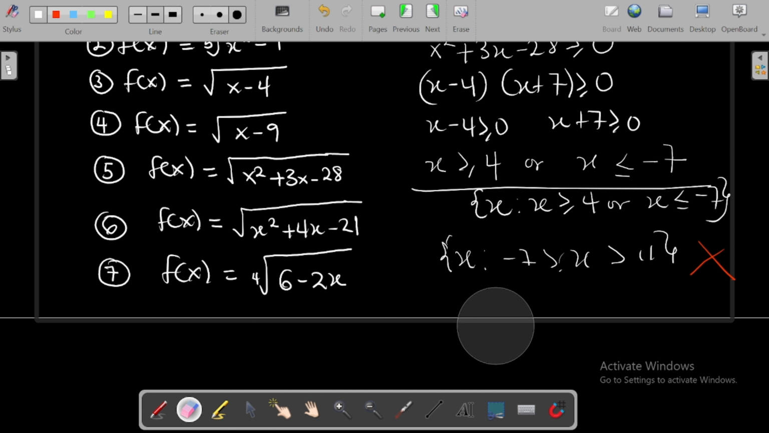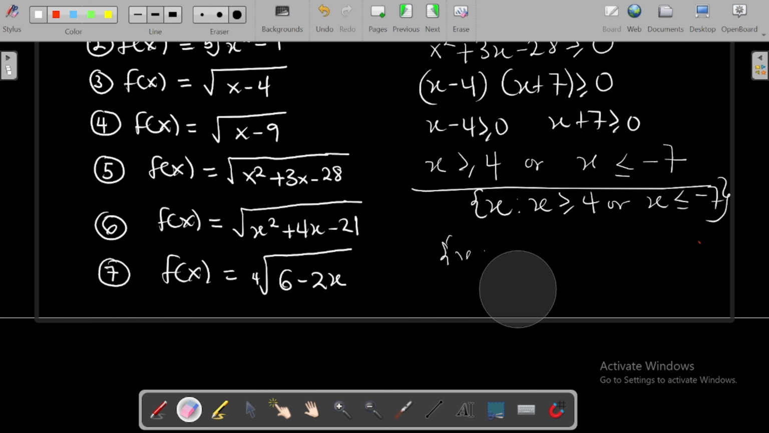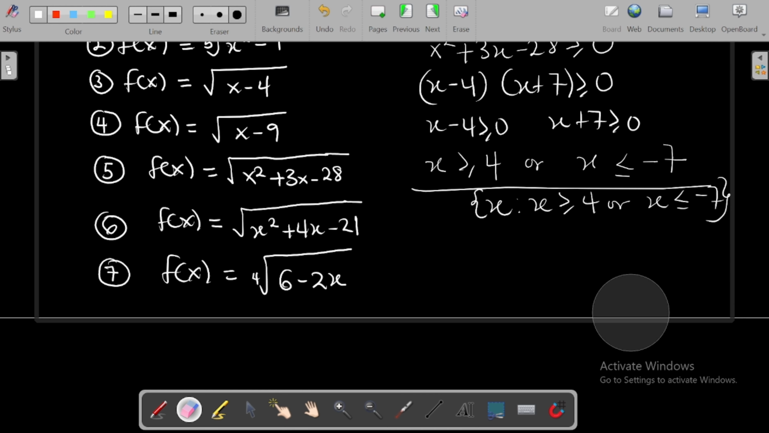So anytime you want to check if you can combine them, you can combine them and then check if it makes sense. If it doesn't make sense, it means that you cannot combine them. So you leave your answer this way.